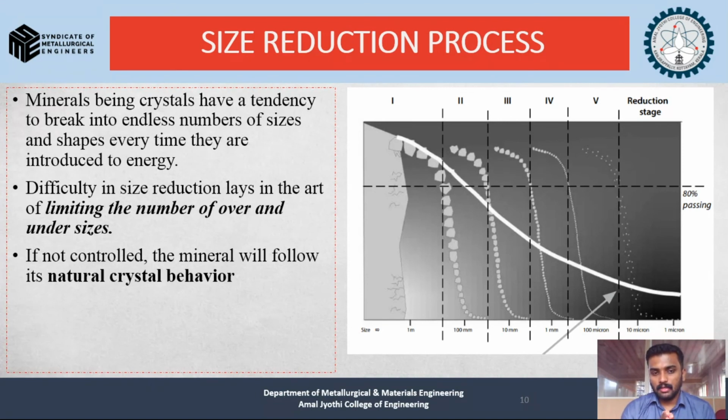If not controlled, the mineral will follow its natural crystal behavior. You can see from this particular graph, the particles will be forming either a larger lump or finer bits. So we can't control each particular stage when we go for the natural process, but we have the equipment and the science to reduce the particle size in a uniform manner. That's why we are using different types of grinding as well as crushing units.